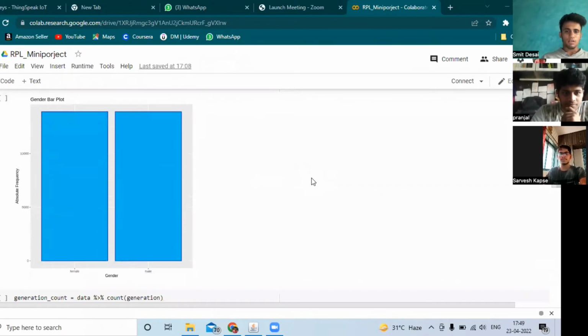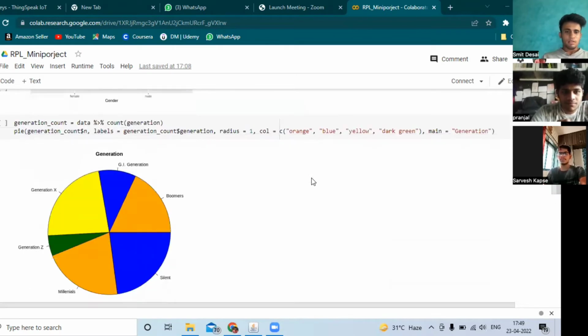This bar plot shows the number of males and females in the data set. We can see from the graph that the number of males and females are equal as per the data set. Next graph. This plot shows the distribution of generations. Generation X is in yellow and has the highest count, whereas Generation Z in green has the lowest. Next graph.